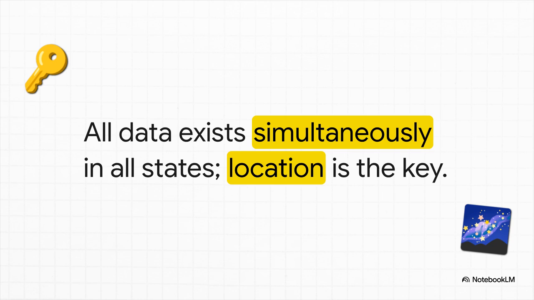All data exists simultaneously in all states. Location is the key. Think about it. You aren't generating pi through infinite, exhaustive calculations. By using that 33-bit address, you're simply querying its pre-existing shape inside a mathematical equivalence class. The sequence already exists as a shape in the substrate. You just need the exact coordinates to pull it out. It's kind of like having the exact Dewey Decimal coordinate for a book that the universe already wrote.